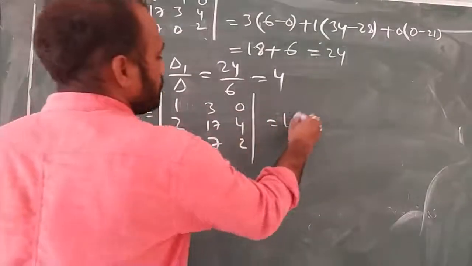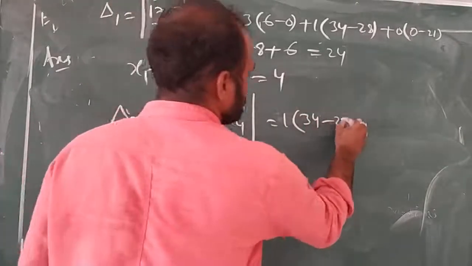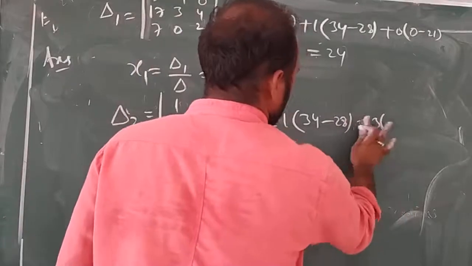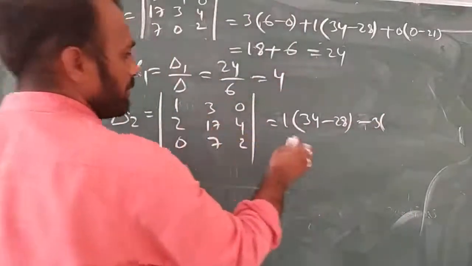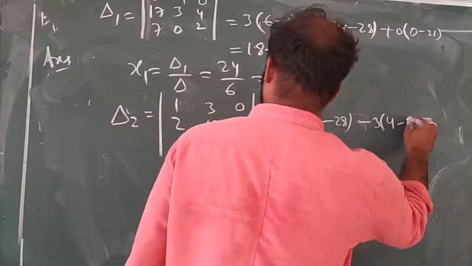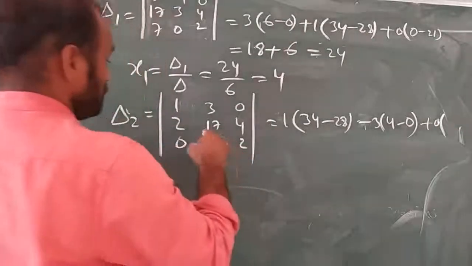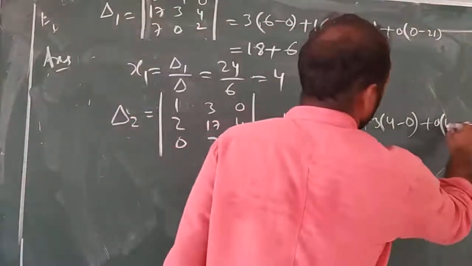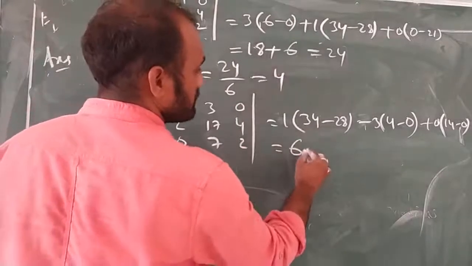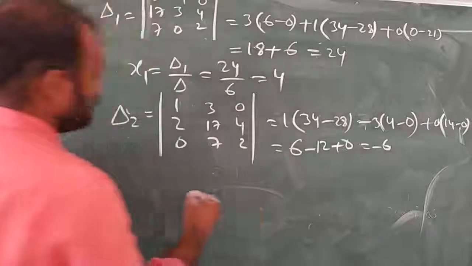So 1 into 17 is 34 minus 7 4 is 28, plus 3, sorry, minus 3. Why? Because here the sign will change now. Minus 3 into 2 to the 4, minus 0. Lastly plus 0 into 14 minus 0. Okay, 34, it will be 6 minus 12 plus 0. It will be minus 6.